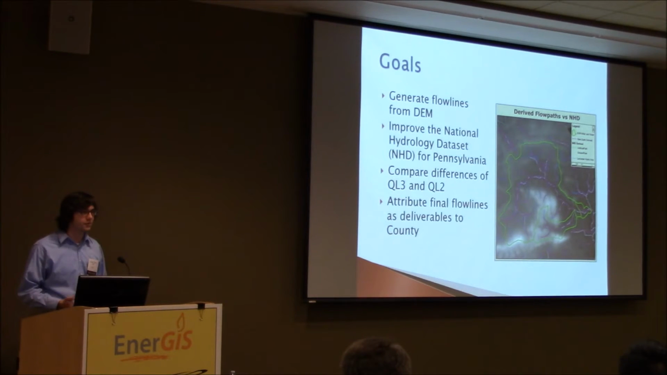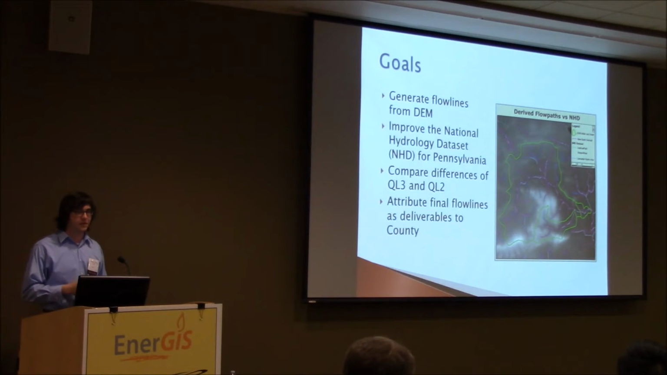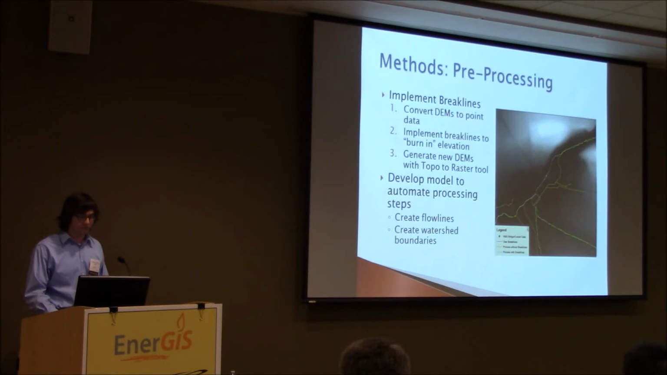So our goals were to generate flow lines, and we wanted to improve the NHD data set by submitting any flow lines we created and compare the differences between the DEMs. So the background of this map is the DEM itself, and there's a mess of different flow lines occurring in this map. And we also wanted to attribute the final flow lines that we could submit to the county themselves, and then this could be submitted to the NHD.